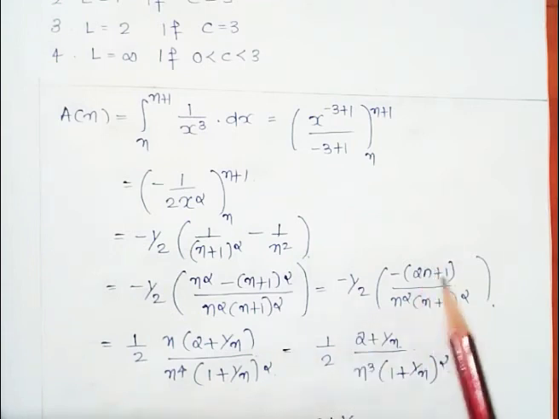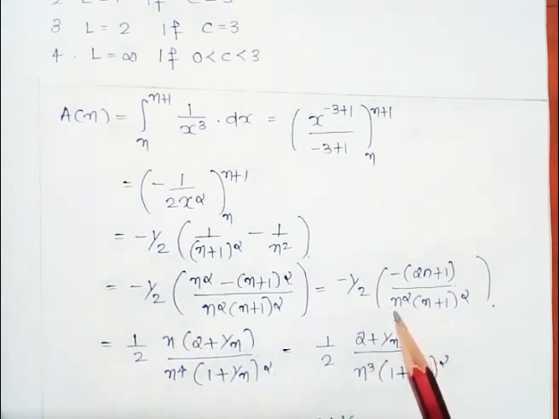Then from this we take n common, so we get 1 by 2 into n into (2 plus 1 by n), then n^2 is there, and taking n common outside from (n+1)^2, we get n^4 into (1 plus 1 by n)^2. So this term becomes 1 by 2 n into (2 plus 1 by n) divided by n^4 into (1 plus 1 by n)^2. On simplification, n and n^4 get cancelled, which is equal to 1 by 2 into (2 plus 1 by n) divided by n^3 into (1 plus 1 by n)^2.